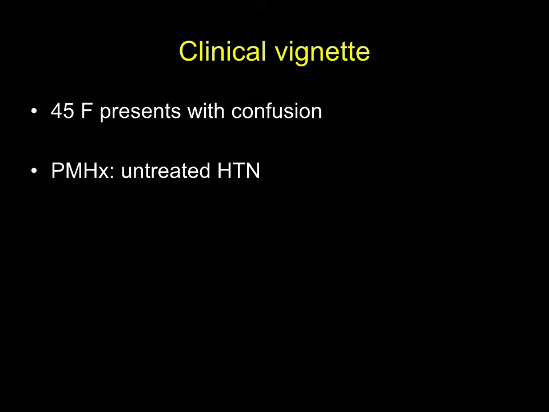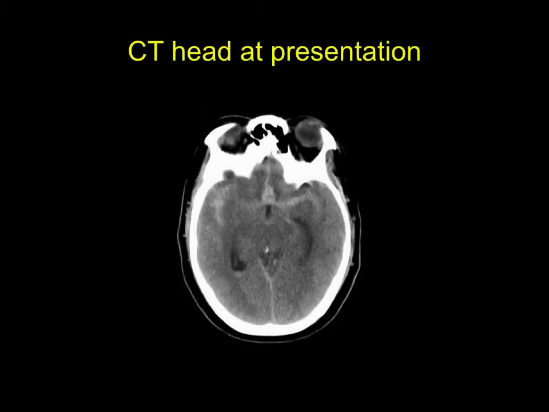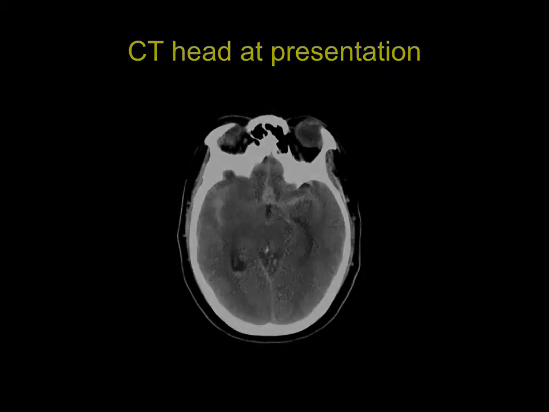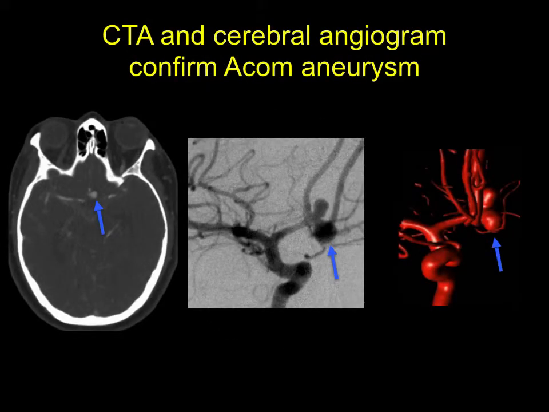The patient is a 45-year-old female who presented to the emergency department with confusion. Her past medical history is significant for untreated hypertension. A CT head without contrast performed shortly following presentation showed diffuse subarachnoid hemorrhage with filling of the perimesencephalic cisterns. Following this, a CT angiogram, which is shown on the left, was performed. It revealed the presence of an aneurysm arising from the left anterior communicating artery. Therefore, the cause of the subarachnoid hemorrhage was deemed to be aneurysmal.